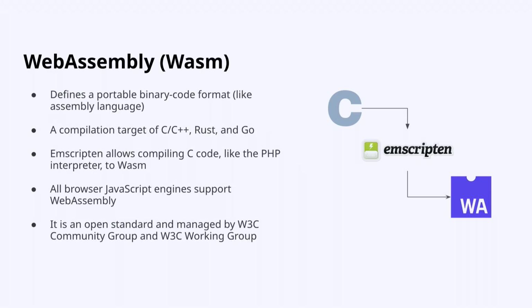WebAssembly, or WASM for short, defines a portable binary code format. Think of assembly language, hence why it's called WebAssembly. It's a compilation target for C, C++, Rust and Go. So for any compiled language, generally something can compile it to WebAssembly instead of normal machine code. PHP, the interpreter, even though it's a scripted language, is written in C. That means we can compile the PHP interpreter to WebAssembly and run it in a WebAssembly environment. And all browser JavaScript engines support WebAssembly.